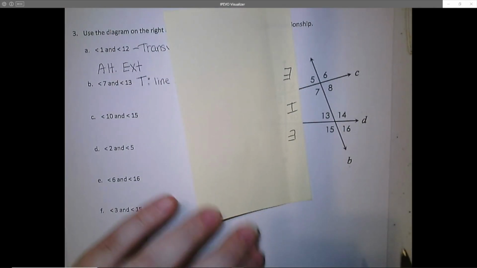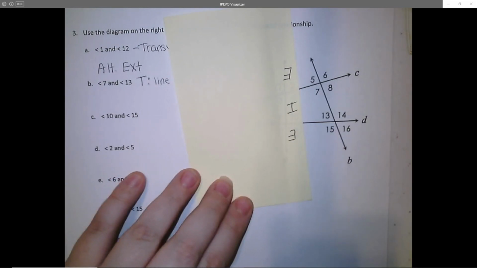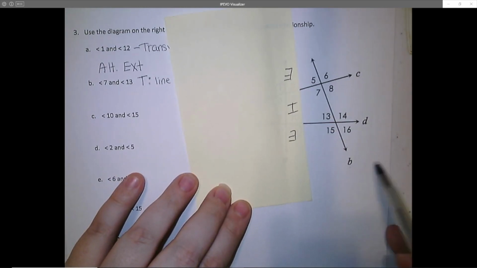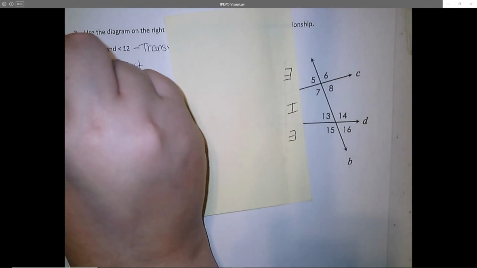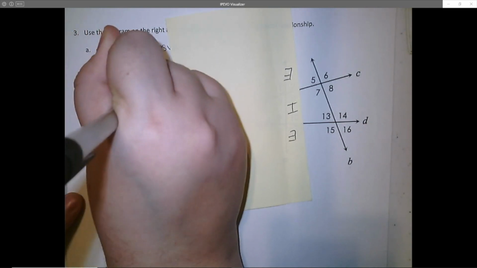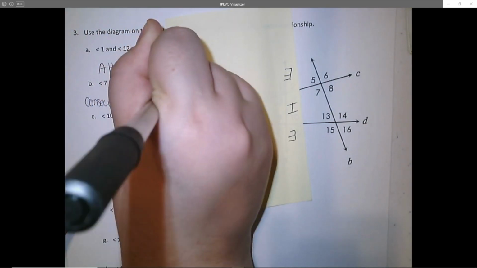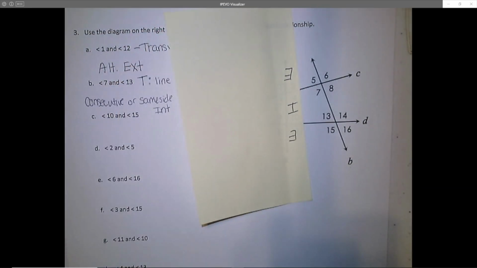Even though this is backwards, here's my interior, here's my exterior. 7 and 13 are both interior, and they're both on the left-hand side of B. So these are consecutive or same side, however you want to call them. And these are interior because they are inside.